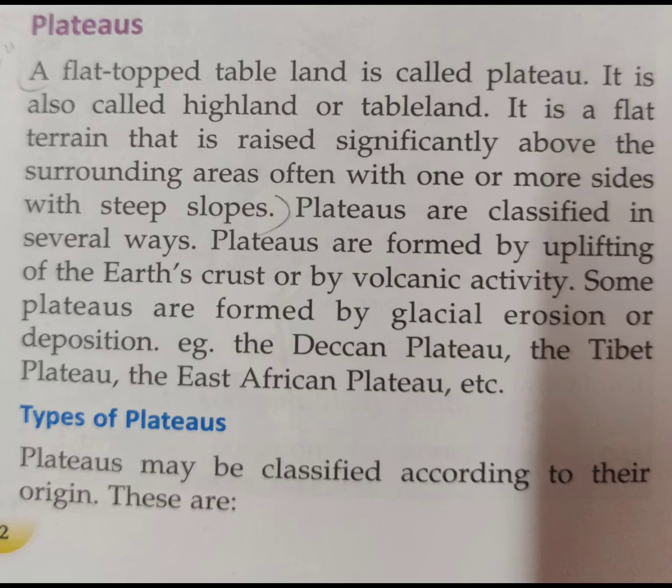A flat land or plain land is called a plateau. It is also called highland or tableland. It is a flat terrain that is raised significantly above the surrounding areas, often with one or more sides with steep slopes.